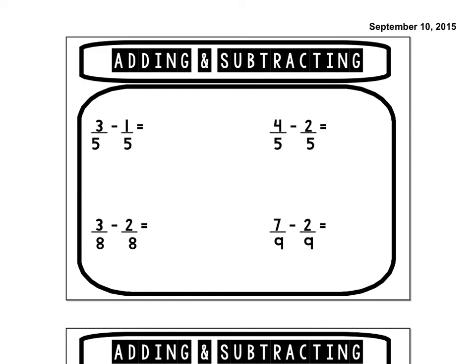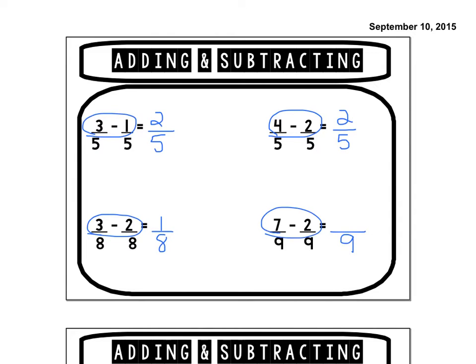You'll notice these ones also have common denominators, however, they are subtraction problems, so you have to be careful to make sure that you subtract. So our common denominator is 5. When we subtract our numerators, we get 2. And the next one, our common denominator is 5, and also when we subtract the numerators, we get 2. The next one, our common denominator is 8. When we subtract, we get 1. And the last one, our common denominator is 9, and when we subtract, we get 5.